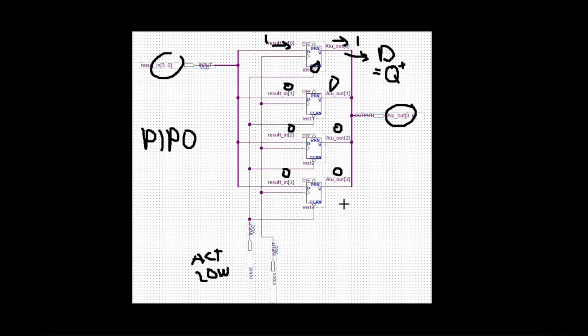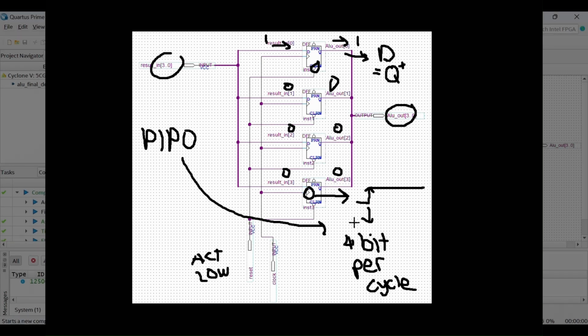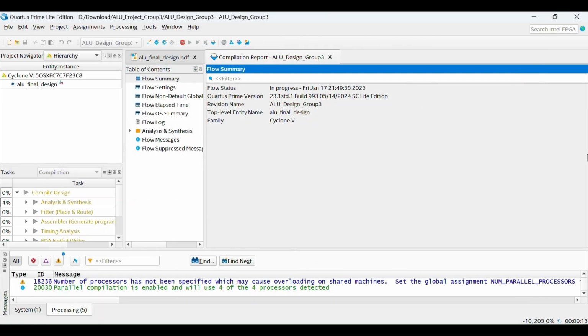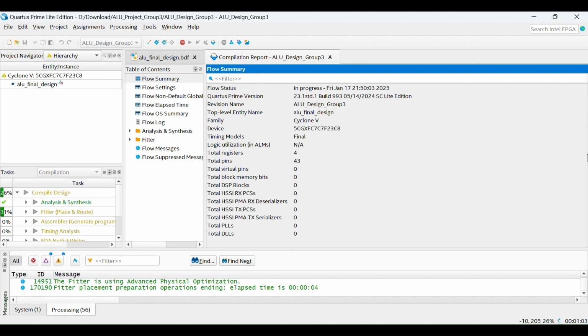However, since it's a flip-flop, it will only trigger on a positive edge. And since it's also a PIPO, which means 4 bits of output can be produced per cycle. And we can finally show the full demonstration of the ALU using the D register as the final partition.